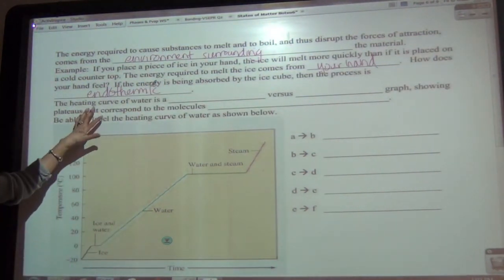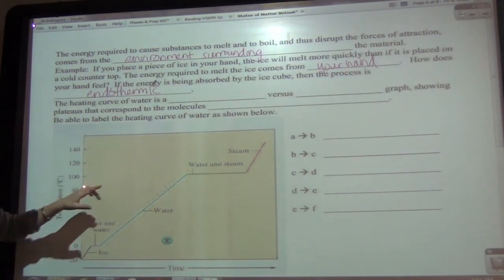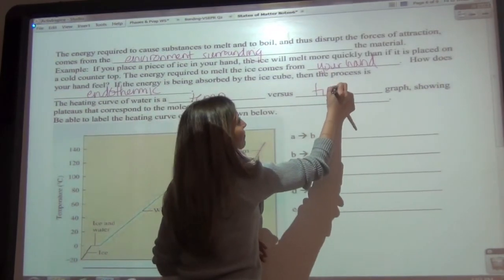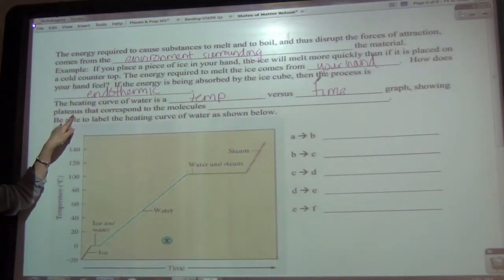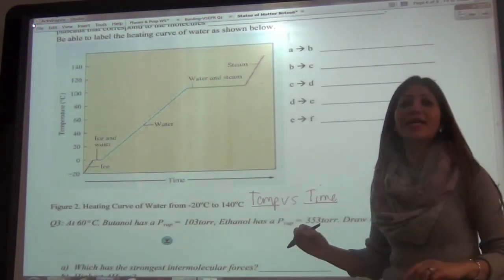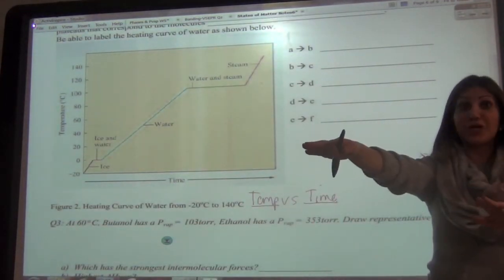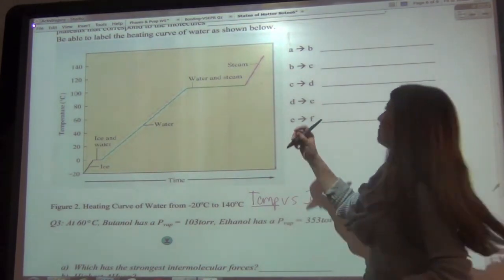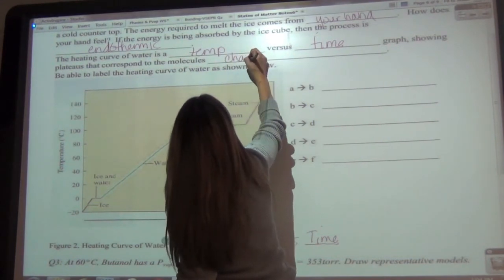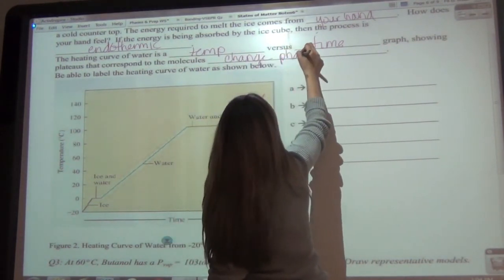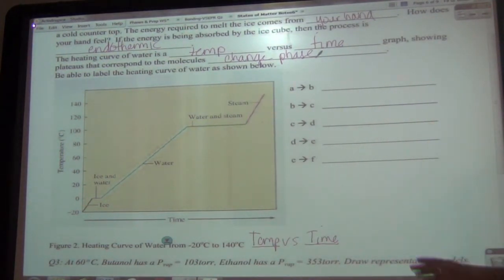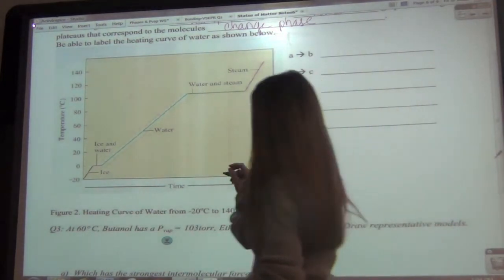Perfect. Okay. So the heating curve of water, we already said this, but this is a temperature versus time graph. And this shows plateaus. Do you remember what these plateaus mean? The plateaus are where the molecules are doing what? It's constant temperature, and they're changing what? Phase. Changing phase. Perfect. So this is where the molecules change phase. So let's make sure that you can label a heating curve. So it's different from a phase change diagram. So now we've got the heating curve.